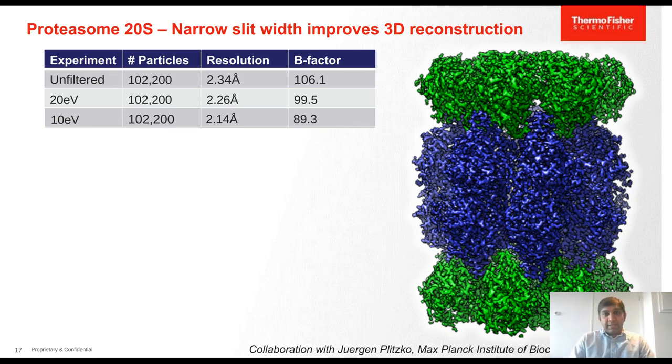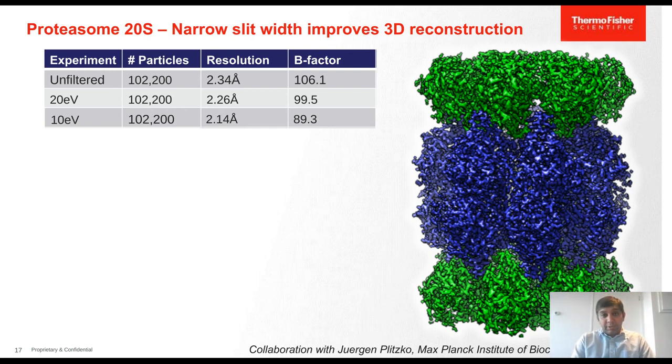Now, all this data was collected on exactly the same grid, keeping as many parameters the same as we possibly can. And it was also collected consecutively within 1.5 days. Each of these data sets took about 12 hours. It was running at about 250 movies per hour using ARFIS. So we try to keep as many things the same as possible and still can obtain such high resolution structures.